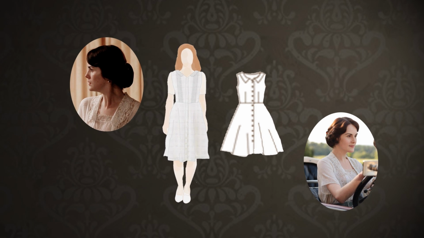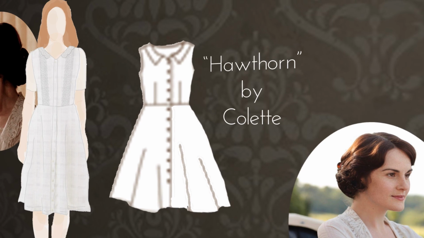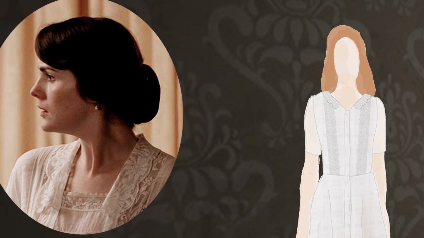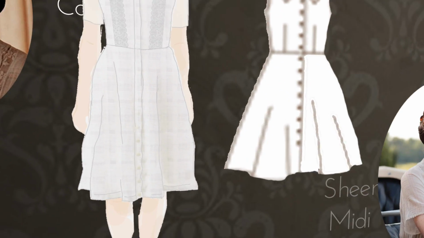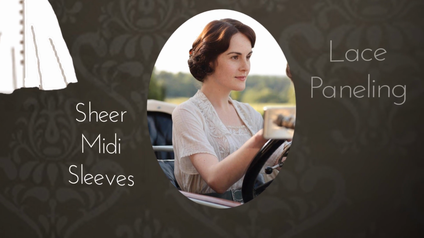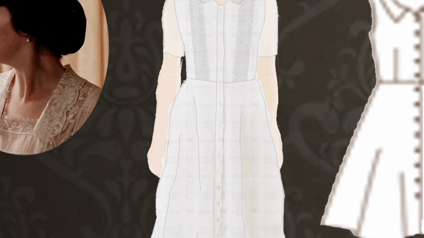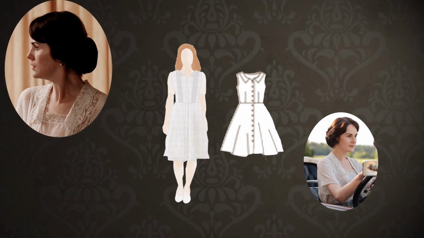Option 1 is a day dress based on the Colette Hawthorne pattern. The adjustments include a scalloped lace collar, sheer sleeves using the blouse version of the pattern, and lace panels running down the front of the dress. The fabric is a delicate white-on-white linen check.